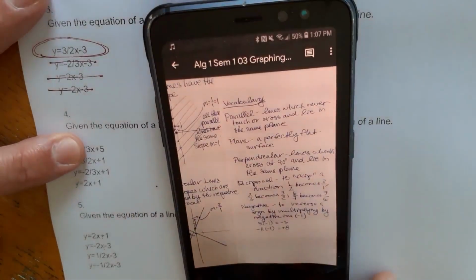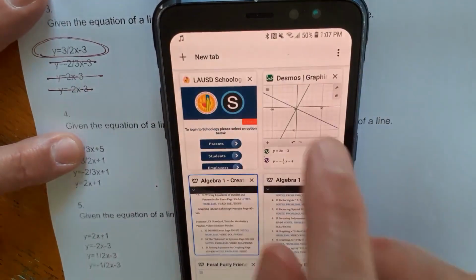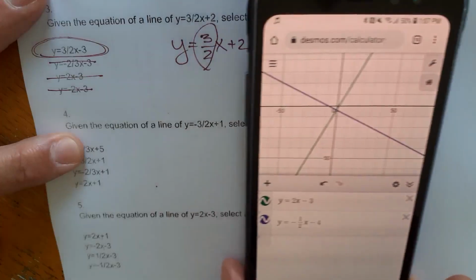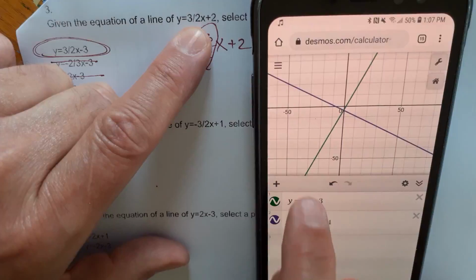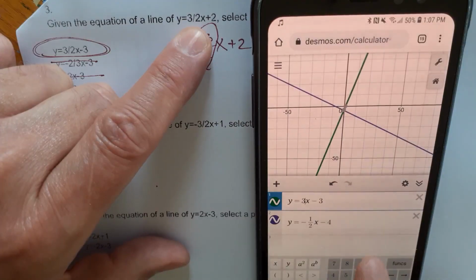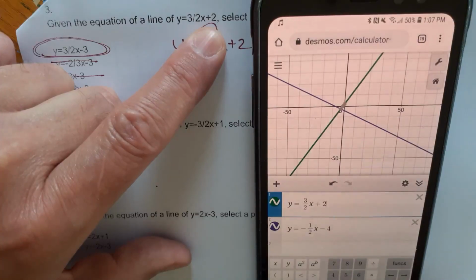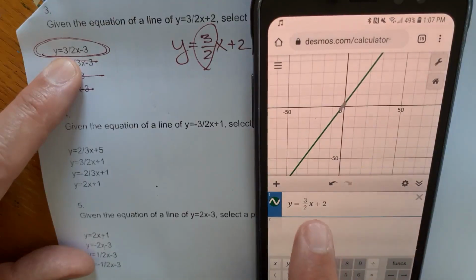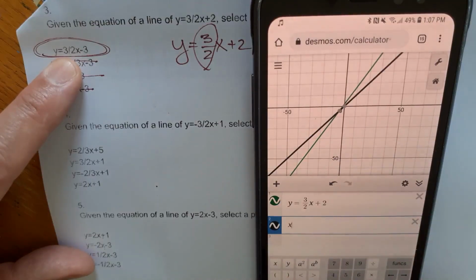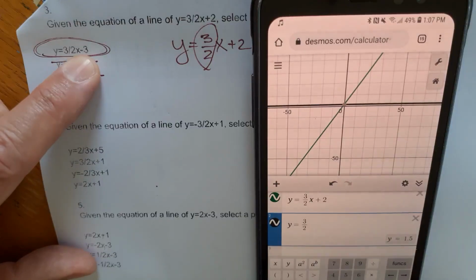And again, just like a lot of the other lessons, let's quickly go and confirm this by typing it into Desmos. All right, so here's our given line. Y equals 3/2, so 3 divided by 2 x plus 2. All right, there's our first line. And here's the one that we're comparing it to. So let's get rid of this. Go ahead and say y equals 3/2 x minus 3.